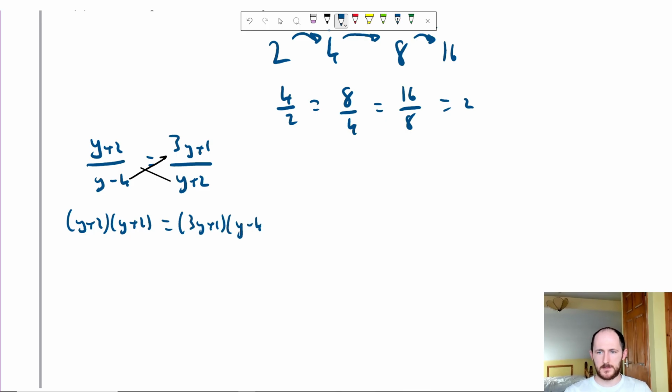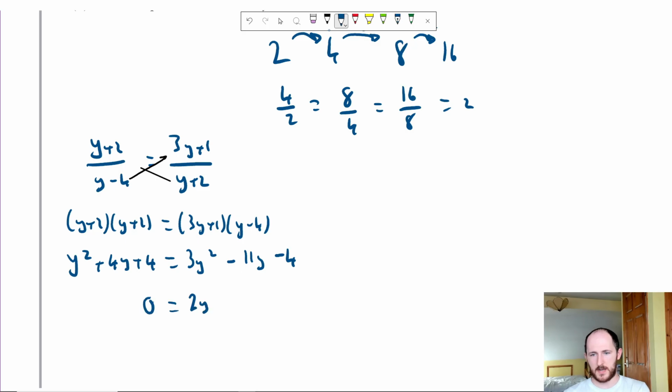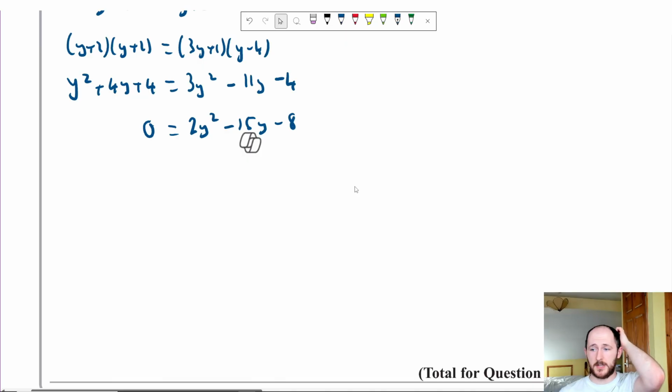y minus 4. So that is y squared plus 4y plus 4 equals 3y squared minus 12y plus y, so that's minus 11y, and minus 4. Then move everything to the right hand side, so we get 0 equals 2y squared minus 15y minus 8. Now from here you can factorize, you can use quadratic formula, you can use completing the square, whatever you want.